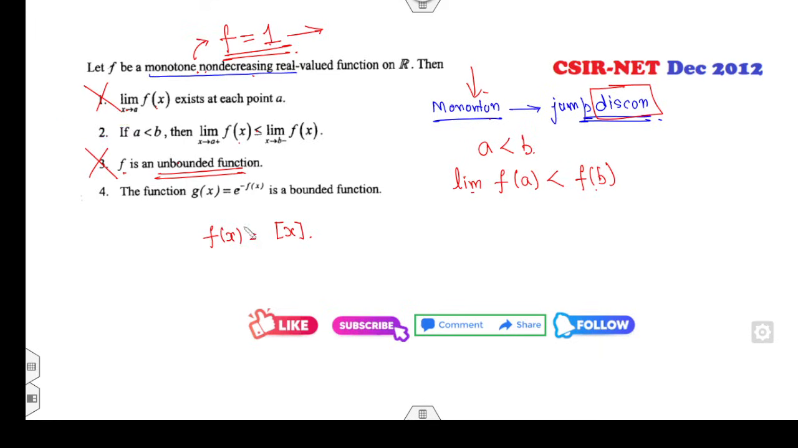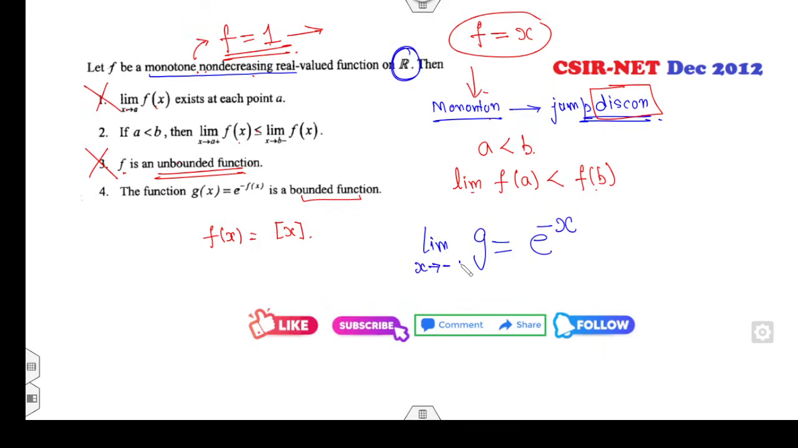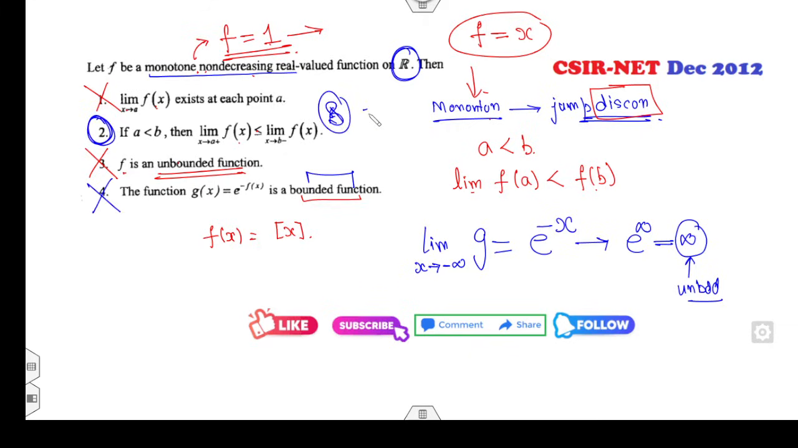Fine. Then you can see whether g is a bounded function. You can choose f as x, g as e raised to power minus x, because my function is defined on R. If you choose the limit as x approaches minus infinity, this value will go to e raised to power infinity, and once it is infinity, that means this number is unbounded, but he said bounded. So all the other options are cancelled. Right option is B.